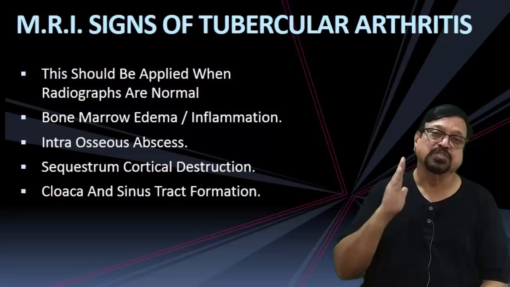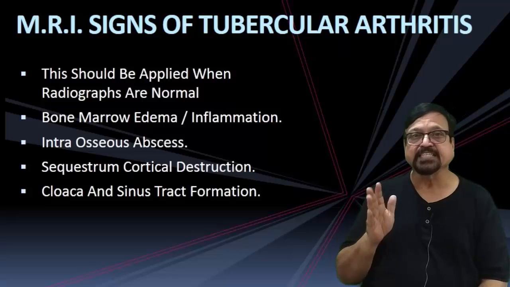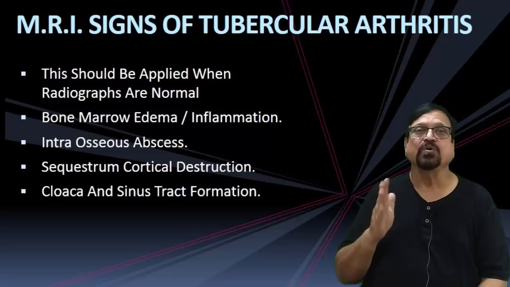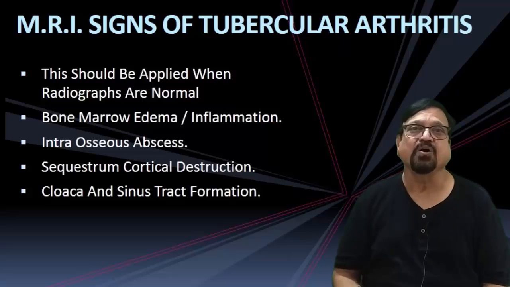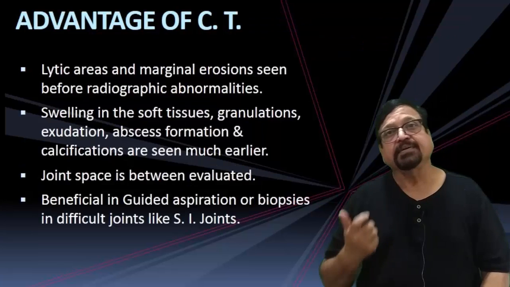Plain radiograph shows nothing. You are suspecting tubercular arthritis, then go for MRI. Now bone marrow edema, intraosseous abscess, sequestrum, etc. are better seen on MRI. Now what are the advantages of CT?